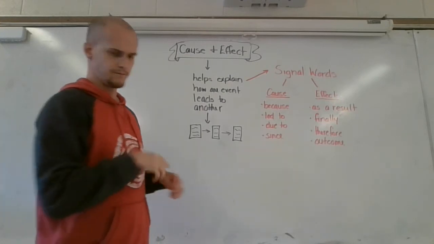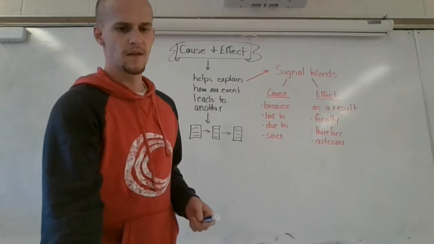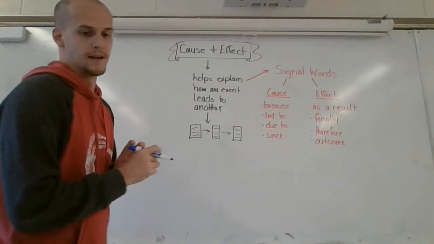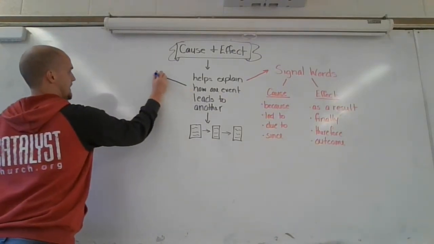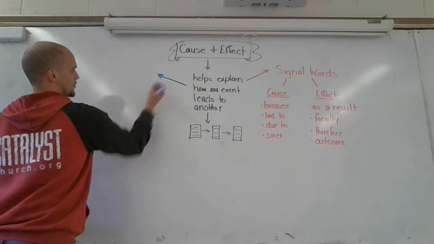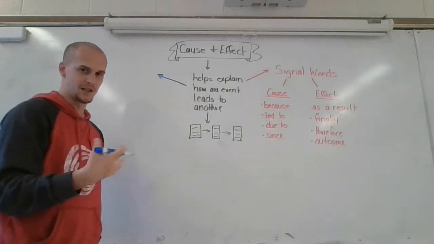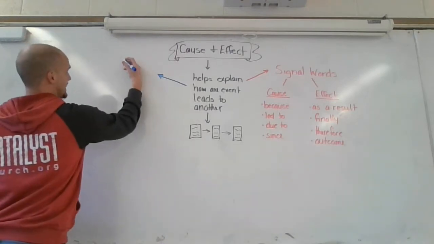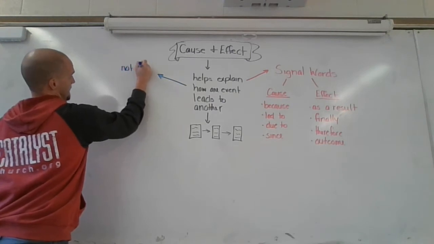Now, the thing that makes cause and effect maybe a little bit difficult is that it's not always written in sequence. You know, we discussed chronological order, and that's written in the order in which it happened. Cause and effect is not always necessarily written in sequence, and that makes it difficult. That makes it difficult to analyze.